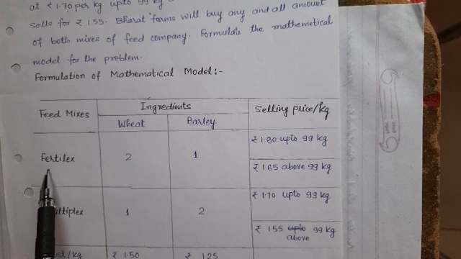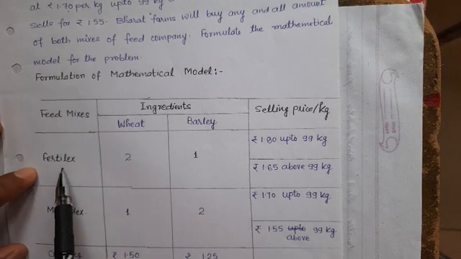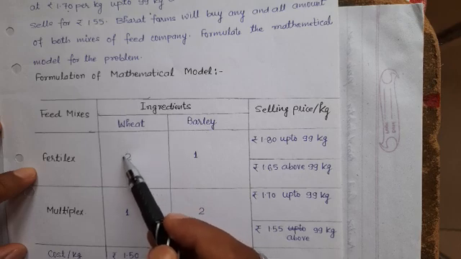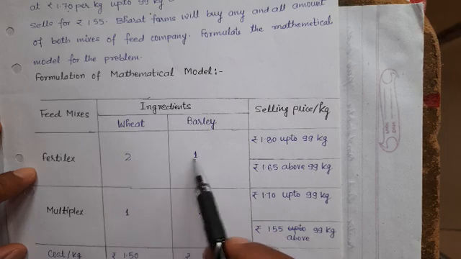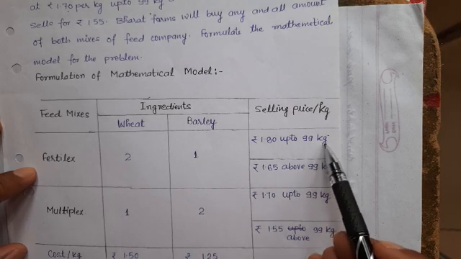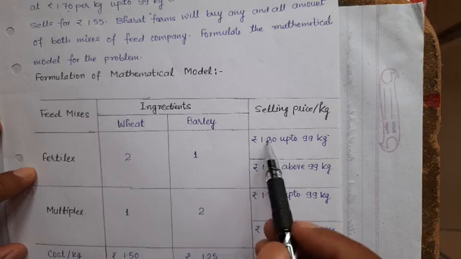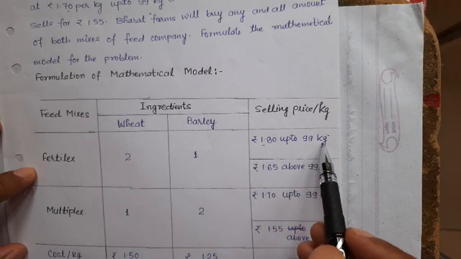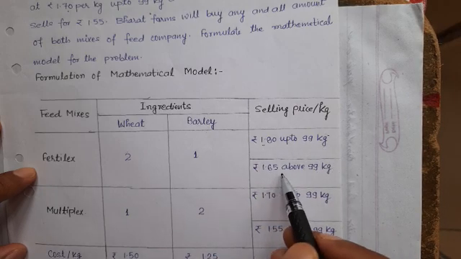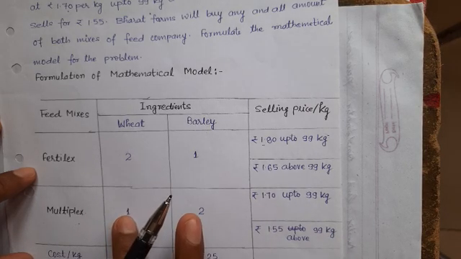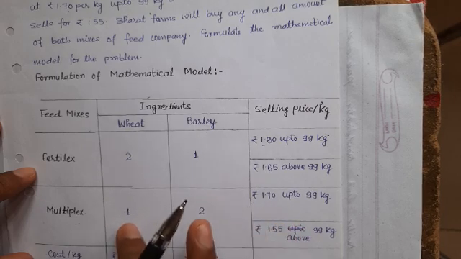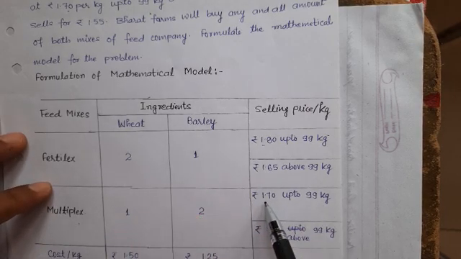In the first food, Fertilex, the quantity of wheat is twice as compared to the barley. So it is in 2:1 ratio. Up to 99 kg, selling price of Fertilex is 1.80, and over 99 it is 1.65. Similarly for Multiplex, the ratio is reversed, it is 1:2. Barley is twice, now the wheat is 1, and the selling price is 1.70 up to 99, and above 99 it is 1.55.